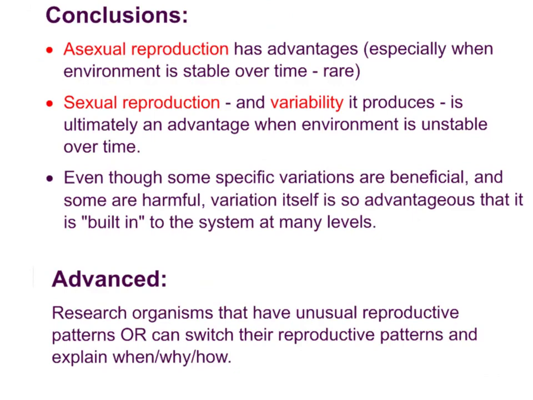So in conclusion, asexual reproduction does have advantages, especially when the environment is extremely stable over time, which is rare. That almost never happens. So asexual reproduction in a really stable environment will be advantageous. However, sexual reproduction and the variability it produces is ultimately an advantage when the environment is unstable over time. Therefore, it ultimately is an advantage because the environment is unstable over time.